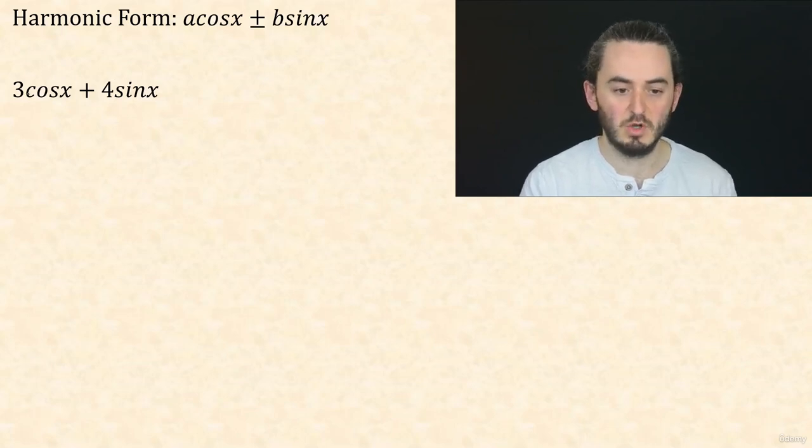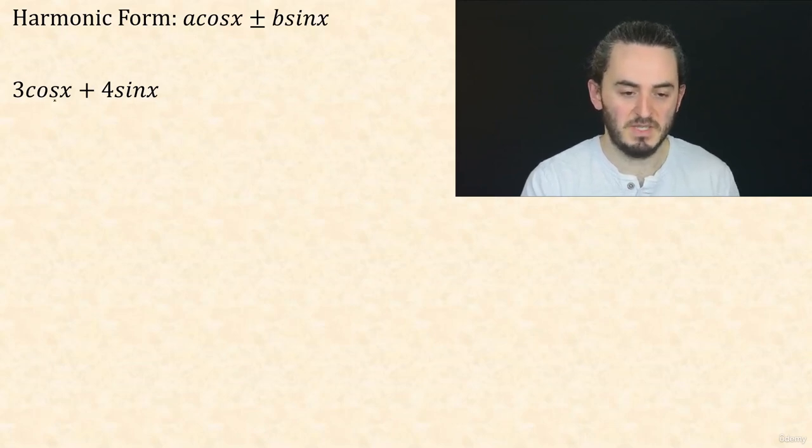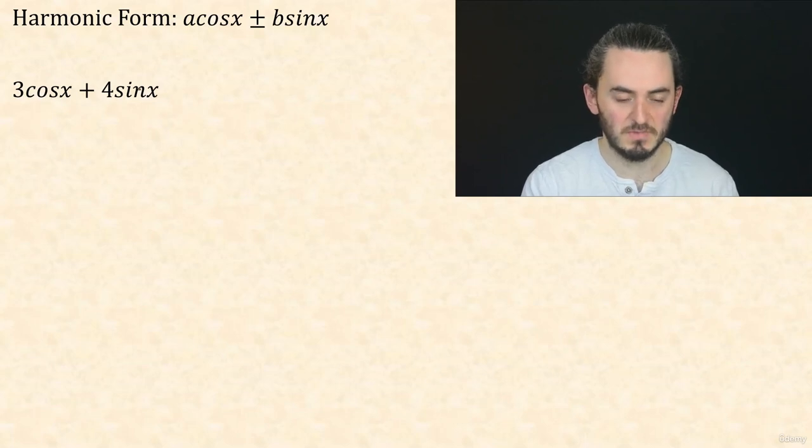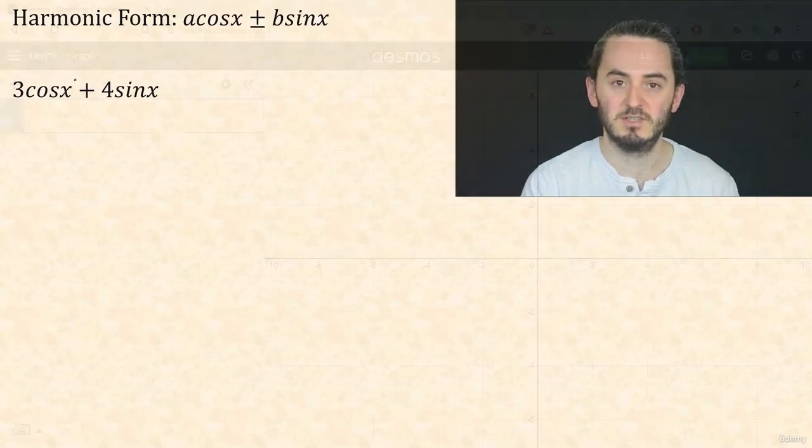So I've got some cos x's plus some amount of sine x's. Really, we could have plus or minus some amount of sine x's. Basically, it's an amount of cos x plus an amount of sine x. And harmonic form is a useful way of representing this. Let's plot this on a graph and see what it looks like.